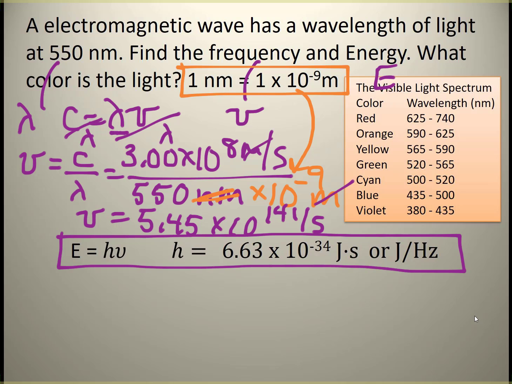Now that is the frequency. I could take that and put it into my energy equation right here. So we have energy equals this italicized h. It's known as Planck's constant. He was the one that discovered it.